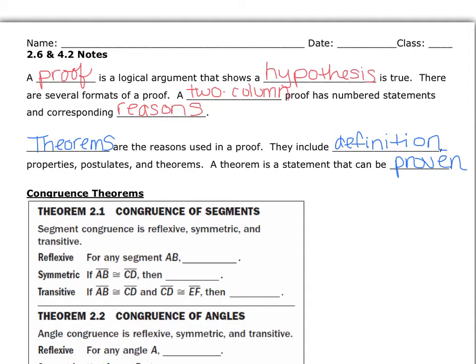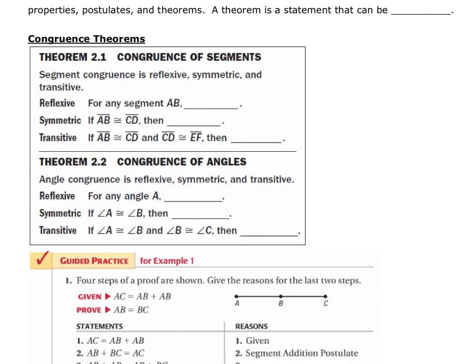All right, so let's look at some of these theorems that we're going to be using. You don't need to know here that it's Theorem 2.1 or Theorem 2.2. What you need to focus on here is the reflexive, symmetric, and transitive. So reflexive is like your reflection in a mirror. For any segment AB, AB is going to be equal to AB. When you look at yourself in the mirror, it is the same exact person. There's nothing different about you. So if you're talking about the reflexive property, you can say that AB is equal to AB.